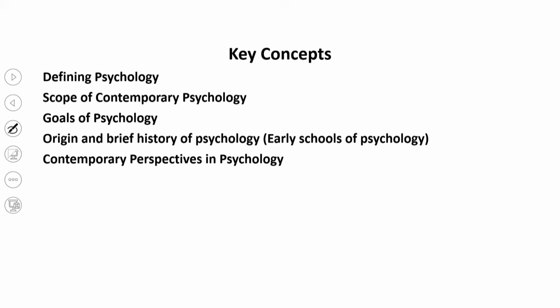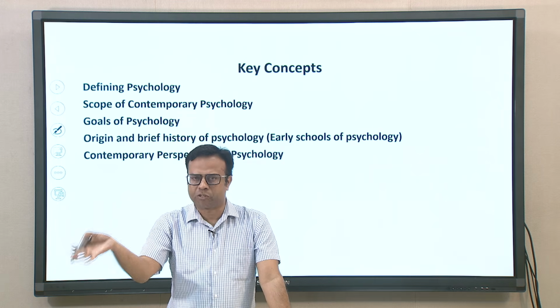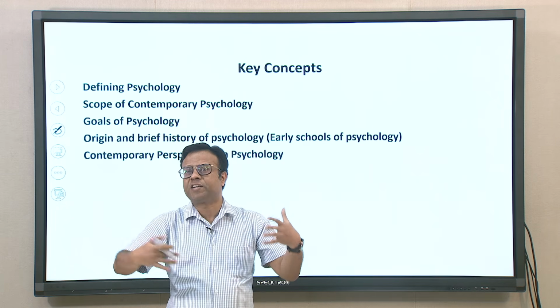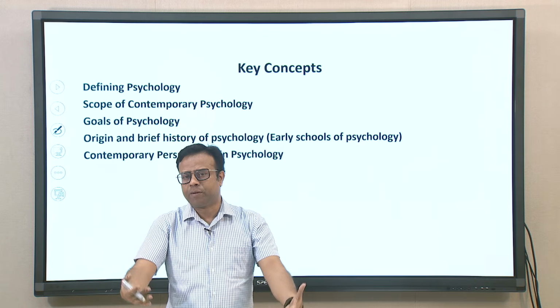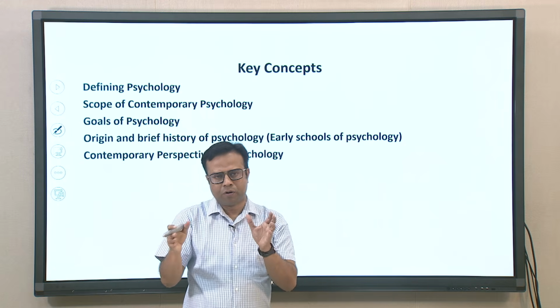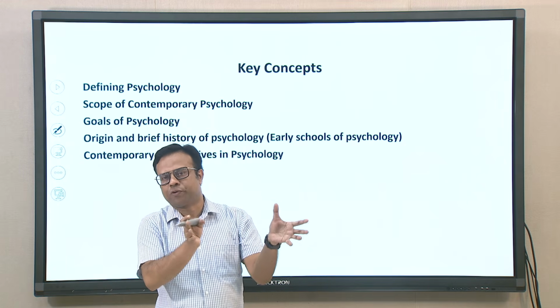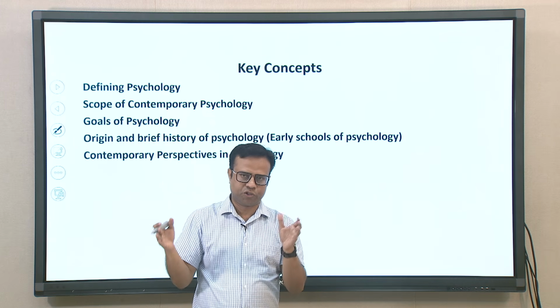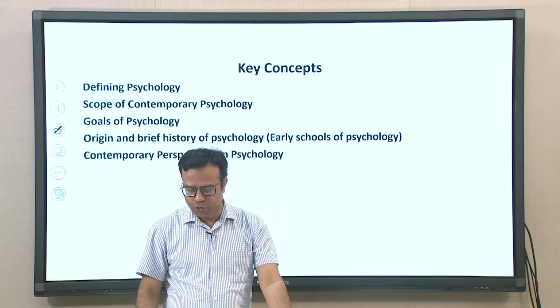The key concepts that we will focus on in today's lecture include: we will define psychology, we will see what is the scope of contemporary psychology, what are the goals of psychology, and we will also look into some of the historical aspects, not in too much detail, but some broad developments that shaped the development of psychology as a discipline. So, origin and brief history of psychology. In that we will also focus on some of the earlier schools of thought, and at the end we will talk about contemporary perspectives in psychology. So, these will be the major concepts that we will discuss in today's lecture.